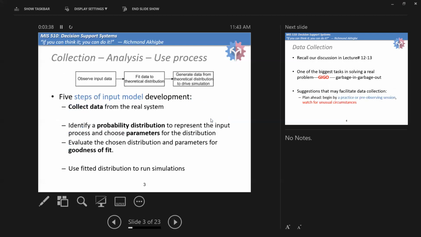Eventually, the question that I discussed but gave in the quiz as well was, what do you do with that data? You observe the data or you collect data from the available information system, and then you do a step called fitting a theoretical distribution, fitting a probability distribution, which will be used to do the simulation. So what are the 5 steps of input model development? Collect data, identify the right probability distribution.